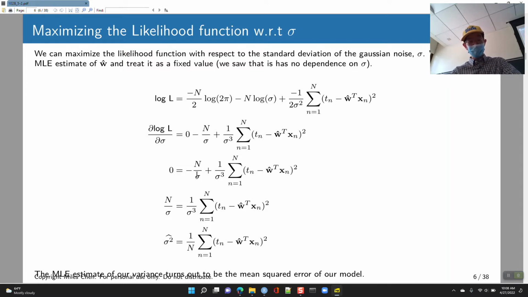So I bring negative n over sigma to this side. I'm going to multiply both sides by sigma cubed, and I'm going to divide both sides by n. And this is what we end up getting. We end up getting the value of sigma squared that solves this equation, that is where the derivative of the log likelihood is equal to 0. The value of this is when sigma squared is equal to 1 over n times the sum of t_n minus w transpose x_n squared.